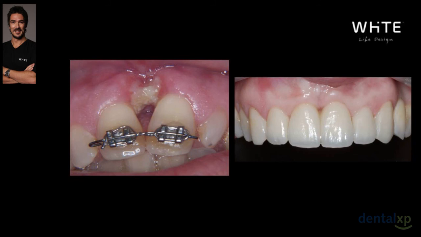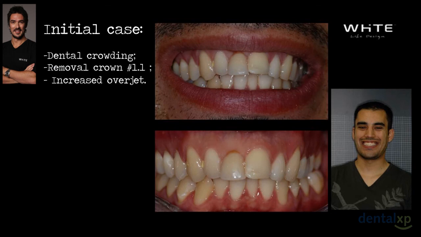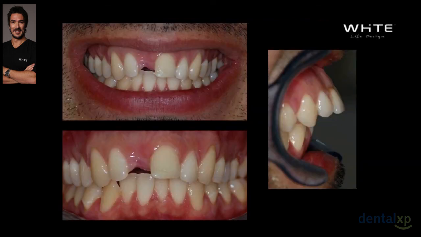You know that recipe book I told you about in the beginning? The more you know about the science, the more you know about studies. That's why Dental XP is such a great milieu, because you get to learn from a lot of great surgeons. And here's something that appeared to be a very complicated case, and with correct treatment planning and patience, we got a very good overall result. So let's apply everything we know at once.